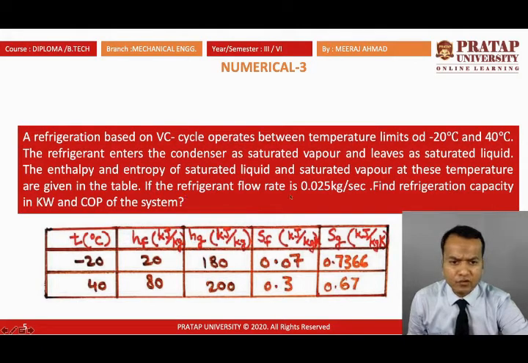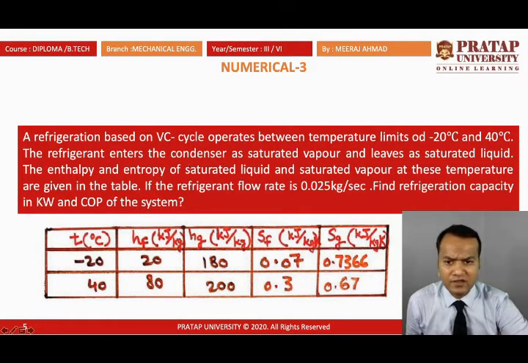If the refrigerant mass flow rate is 0.025 kg per second, find the refrigeration capacity in kilowatt and the COP of the system. You have to find first the refrigeration capacity and the COP of the system.